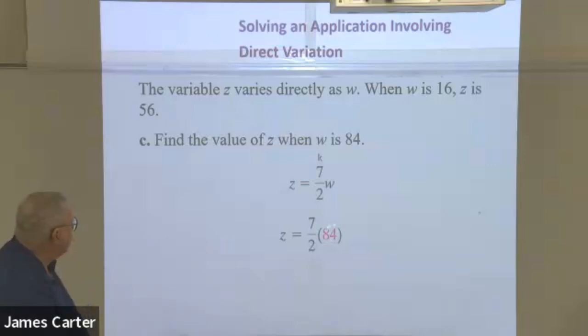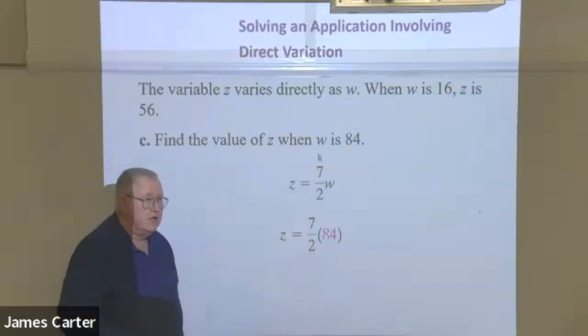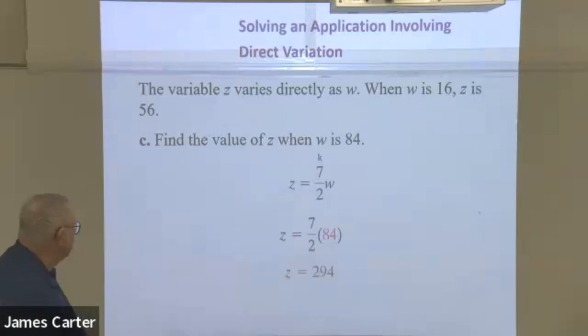Well, how are we going to find it? We're just going to multiply those two together. 2 goes into 84 42 times. 7 times 42 is 280 something. 294. I have to carry.